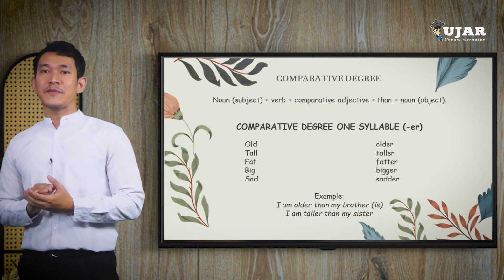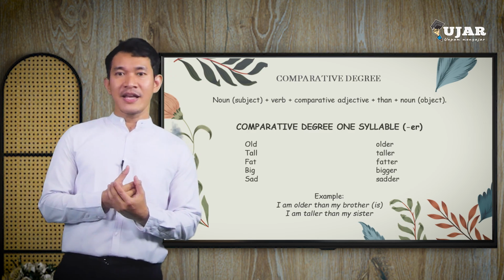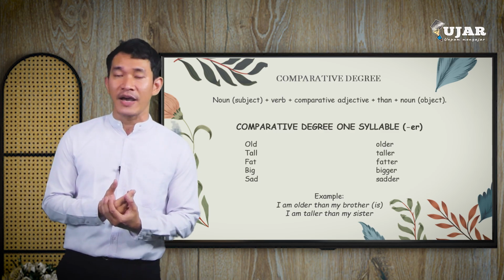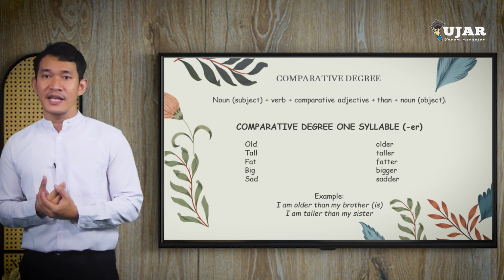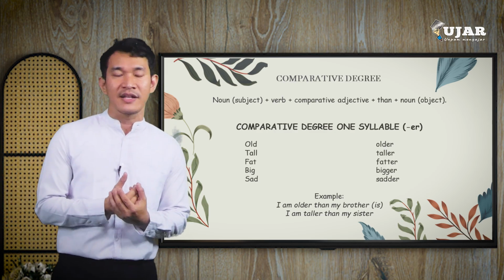The second type of comparison degree is comparative degree. Comparative degree is the second or middle degree of comparison on adjectives and adverbs. So, in English, this comparative sentence is called comparative degree.